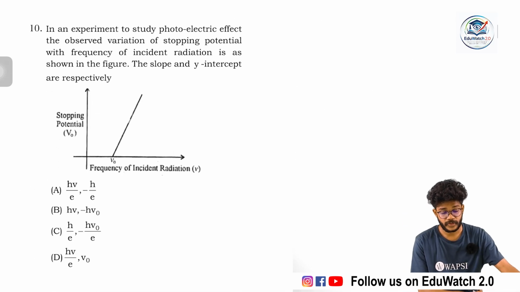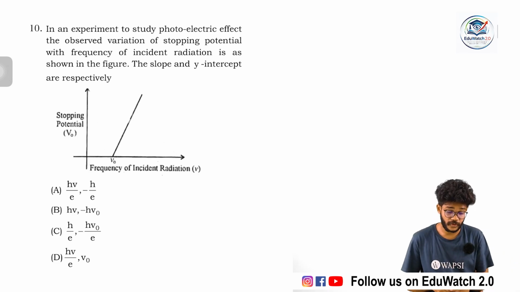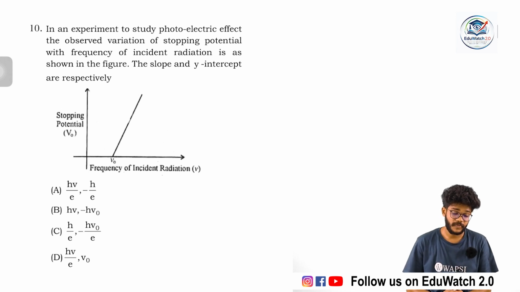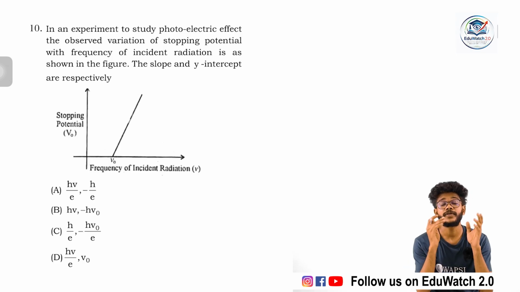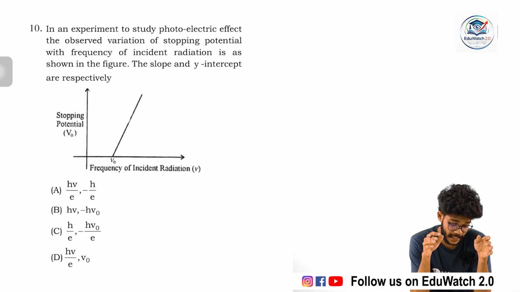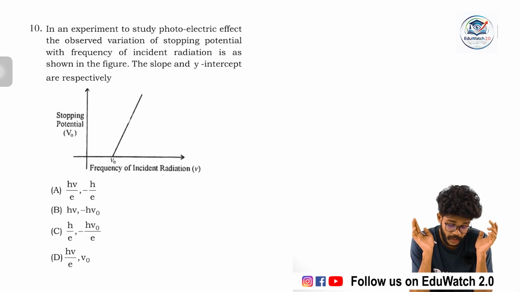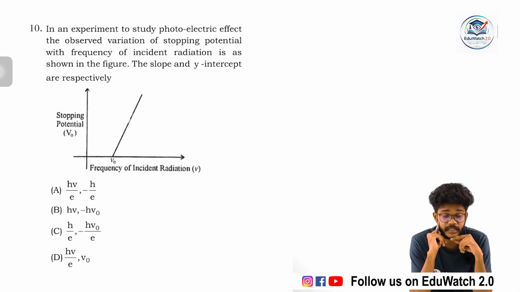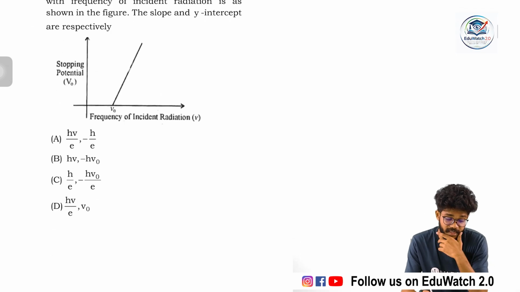Okay, in an experiment to study the photoelectric effect. So this question is related to the photoelectric effect. The observed variation of stopping potential with the frequency of incident radiation: the frequency is given on the x-axis and stopping potential is given on the y-axis. We have to find the slope and y-intercept. The y-intercept means the point where the line touches the y-axis. So how can we calculate?